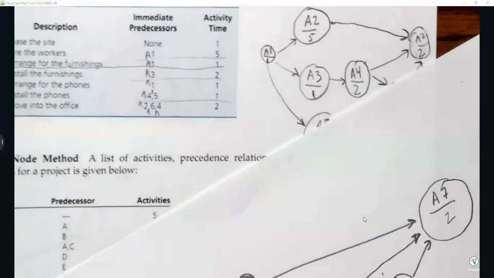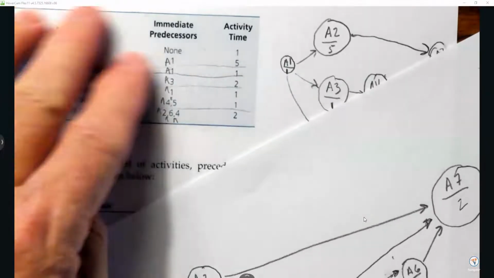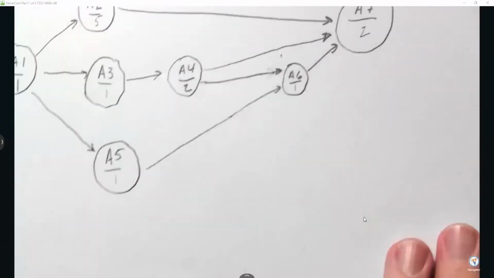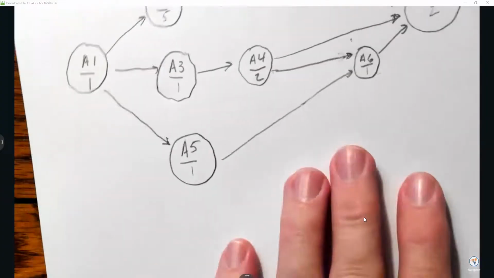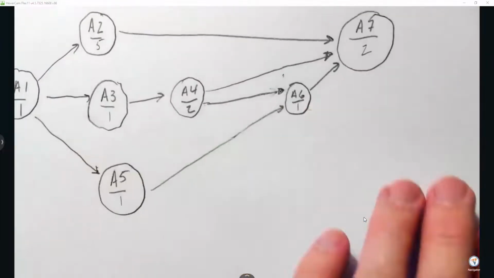So now, for the most part, I don't need to look at this part anymore. I've already got what I'm going to use. Now I have to go and calculate my ES's and EF's. Doing this part, remember on this one before where we used to go like this. I'm going to use this one.